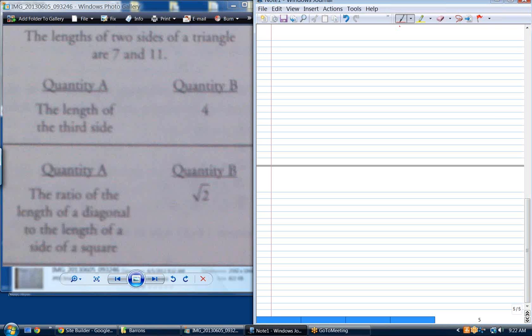So the third side of this triangle has to be what? Let's see, bigger than the difference, smaller than the sum, so it has to be between 4 and 18. So is it greater than quantity B? It's greater. Right, because it has to be greater than 4. It cannot be equal to 4. You can't have a 7, 4, 11 triangle. It would actually just be a straight line.